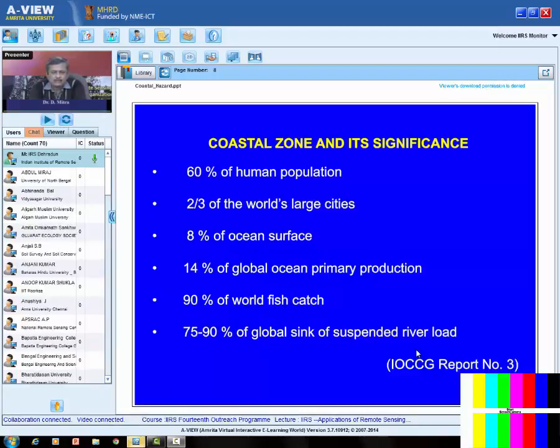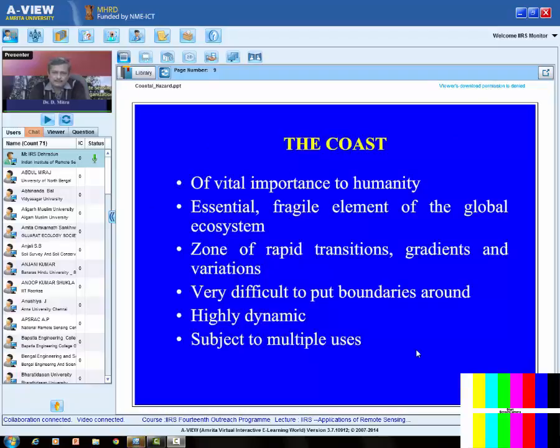75 to 90% of the global sink of suspended river load happens in the coastal water, because in the coast lots of rivers are bringing lots of sediments and nutrients, and they dump them in the coastal area, which is where estuaries form. Depending on the situation, deltas may also form. They also bring lots of sediments, and those sediments get transported along the coastline. So 75 to 90% of the global sink of suspended river load happens in the coastal area.